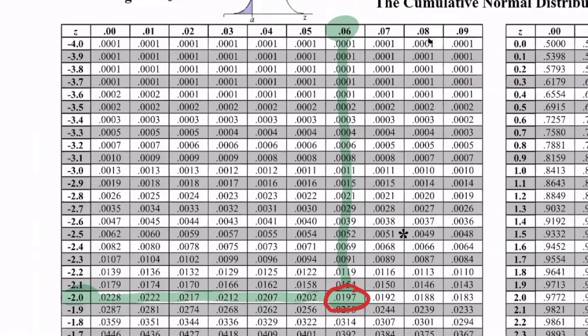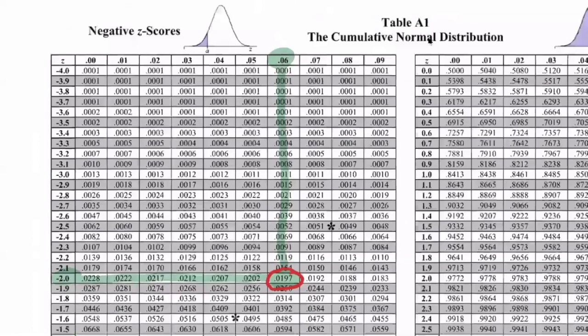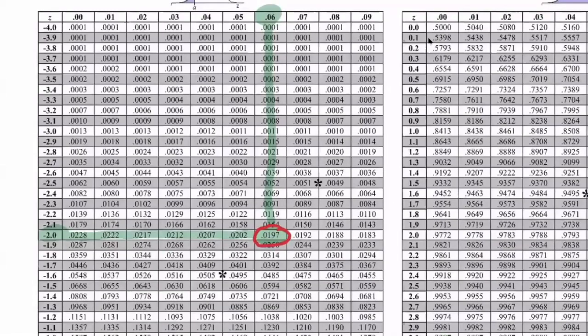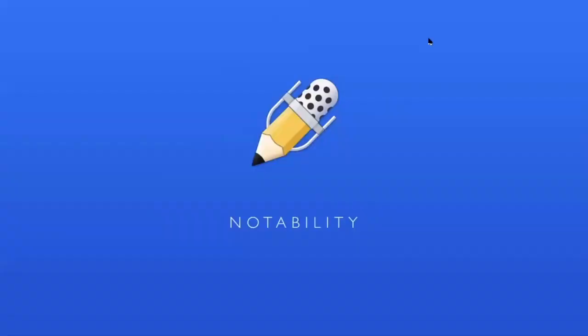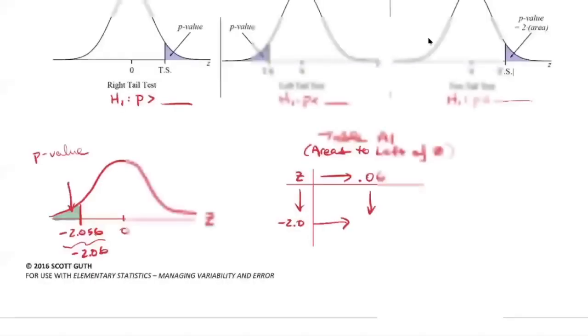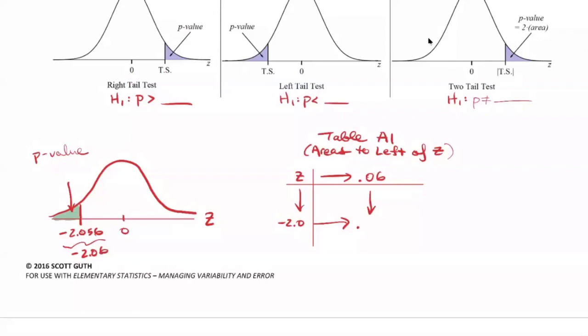That's pretty unlikely under the assumption that the null hypothesis is true. So maybe we should not believe that assumption anymore. We've already decided what we saw was significantly different from 50%. Okay, so 0.0197, go back. Any questions about this step?